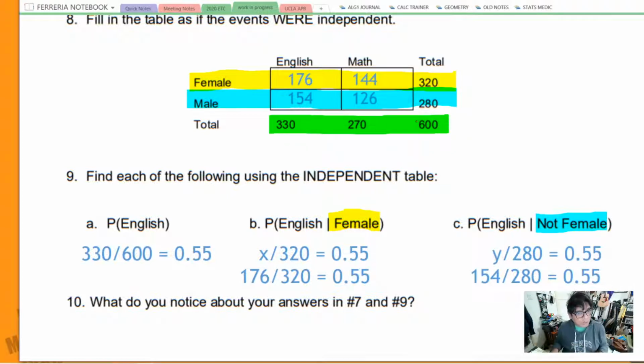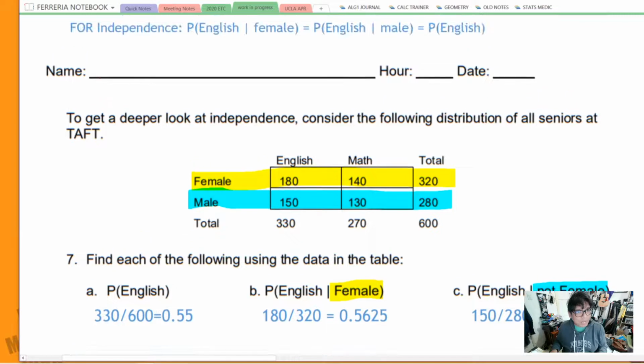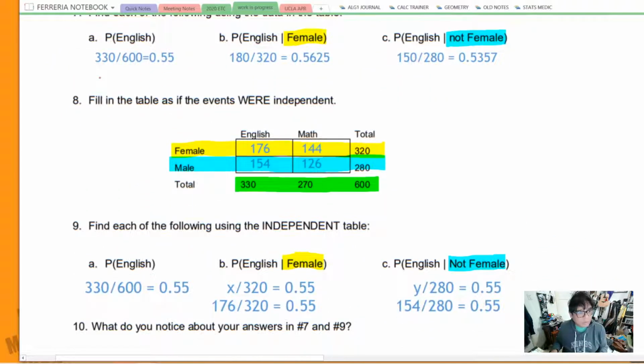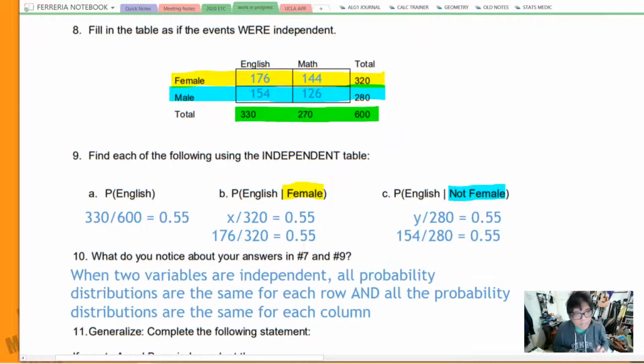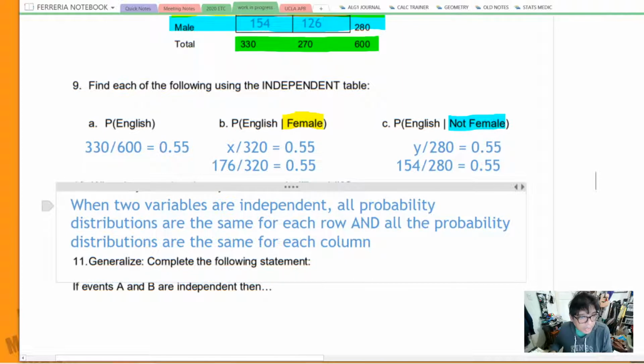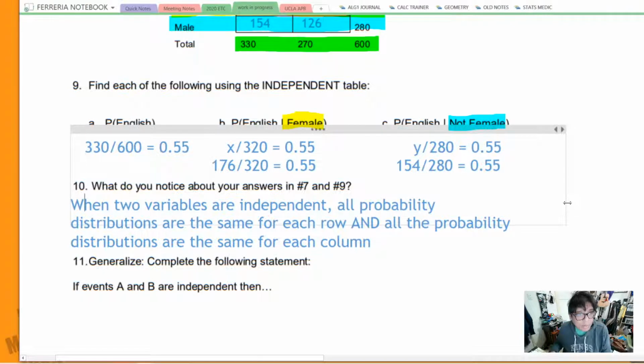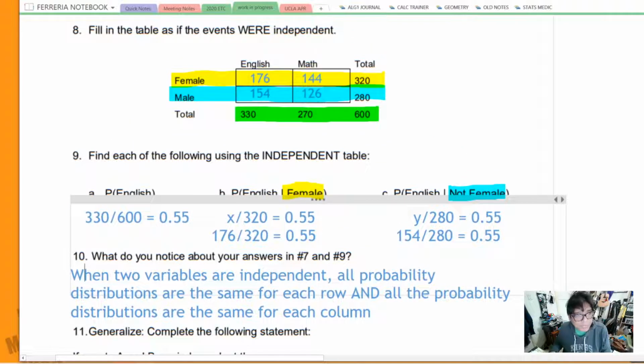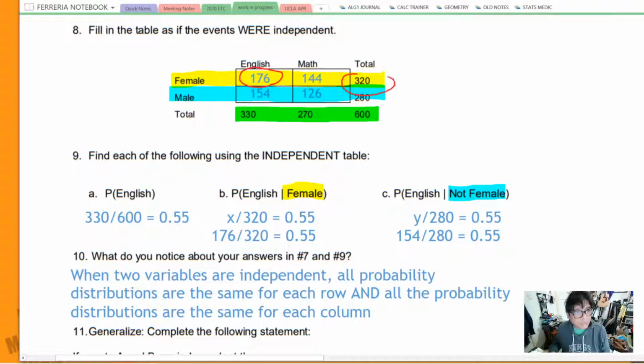So what do we notice about the questions numbers 7 and 9? What do we notice? And this one might be a little bit difficult to see, but if we're talking about independence, then the probability distributions are the same for every row, and they're also the same for every column. For example, 330 out of 600 is equal to 55%. 154 out of 280 is equal to 55%, and also 176 out of 320 is equal to 55%.